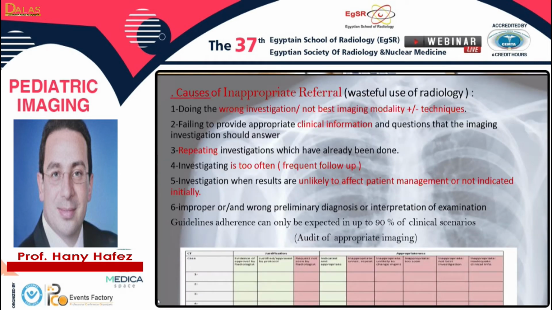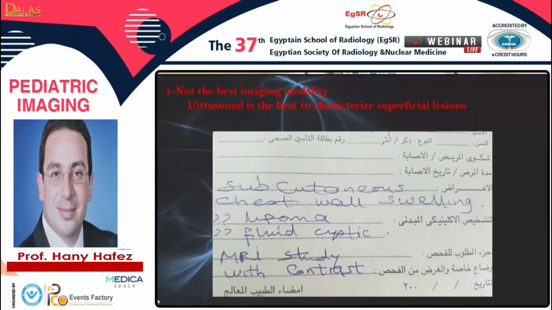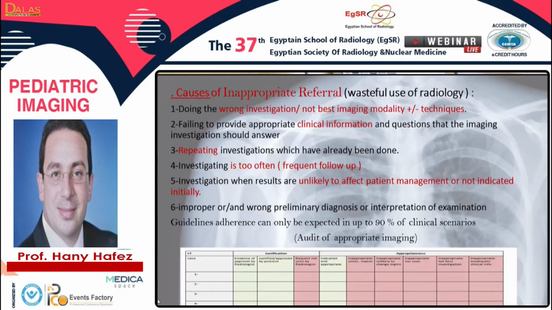The causes of inappropriate referral are doing the wrong investigation or not the best imaging modality, failing to provide clinical data, repeating the examination, investigations which are requested too often, investigations whose results are unlikely to affect patient management, and improper or wrong preliminary diagnosis. The audit of appropriate imaging uses tables describing the causes of inappropriate referral.